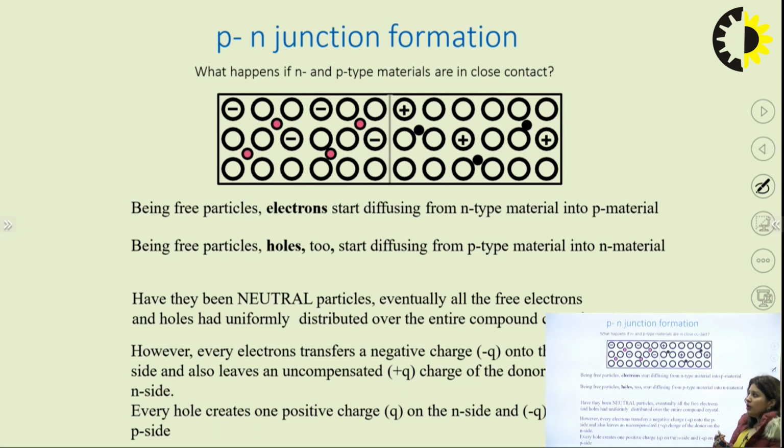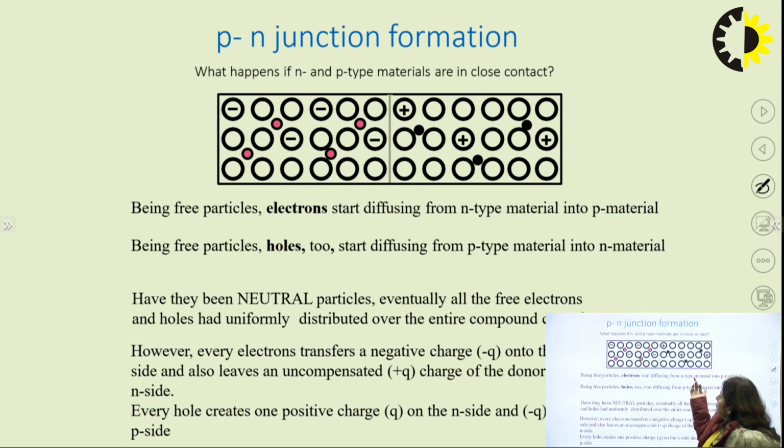So if you are not providing any type of biasing, there is obviously no flow of electrons or no flow of holes from one part of the region to another part of the region. But when we provide biasing, then there will be some electron movement from N side to P side, and there will be some holes movement from P side to N side. So there are some points which I have written here.